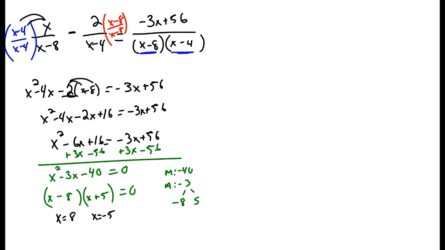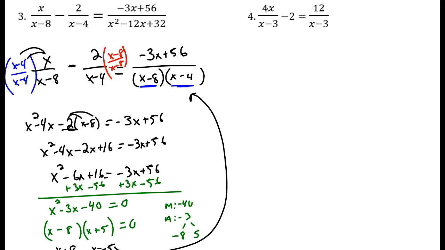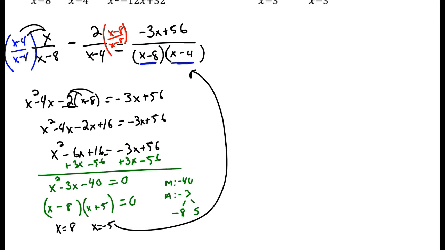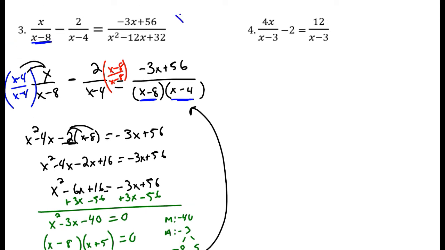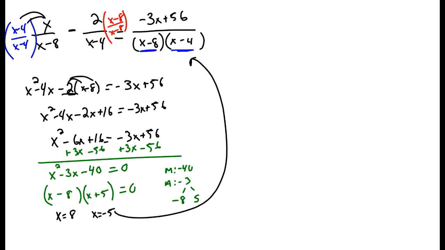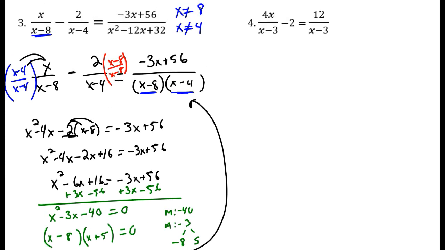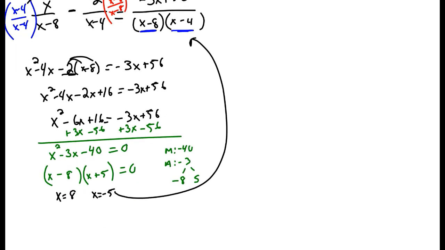But don't box those in yet, because we have to go back up to the original problem and see what values are excluded. What values do I exclude from my solution set? Well, I throw out x equals 8. x cannot equal 8, and x cannot equal 4, because if I plug those values in, I end up with a 0 in my denominator, and we can't divide by 0. Well, wait a minute. x can't be 8. So I have to reject x equals 8. It's an extraneous solution, so I'm only left with x equals negative 5.